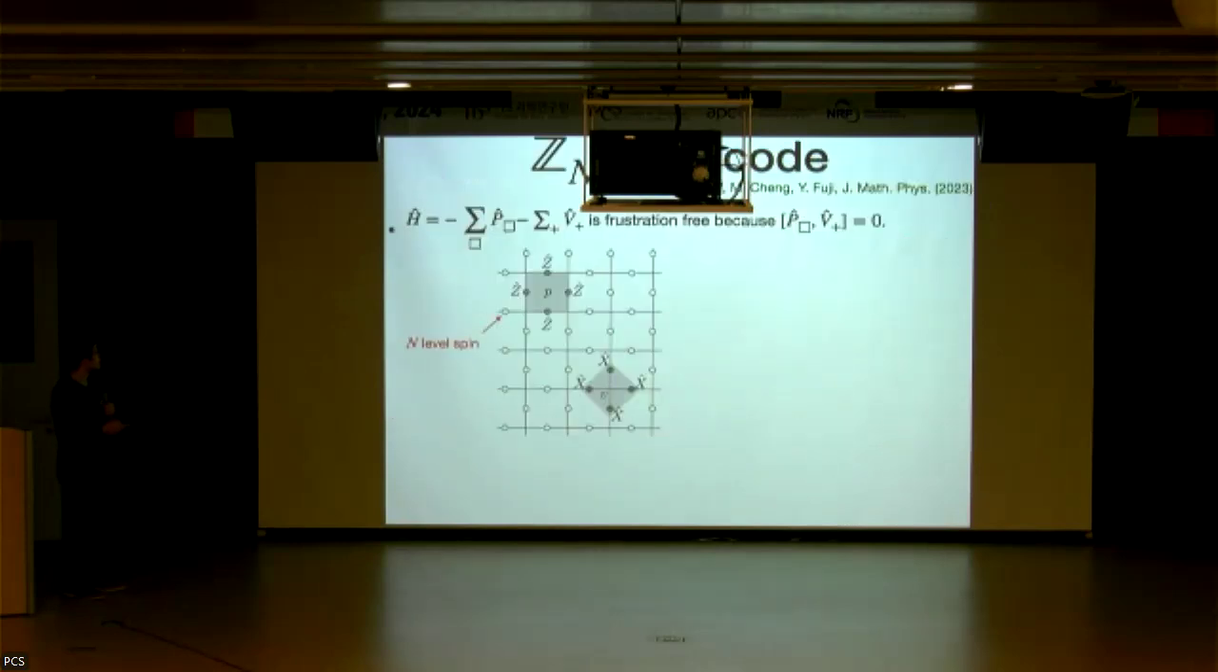So I also wanted to mention the ZN extension of toric code, because this model was mentioned yesterday. So what I did is the following.